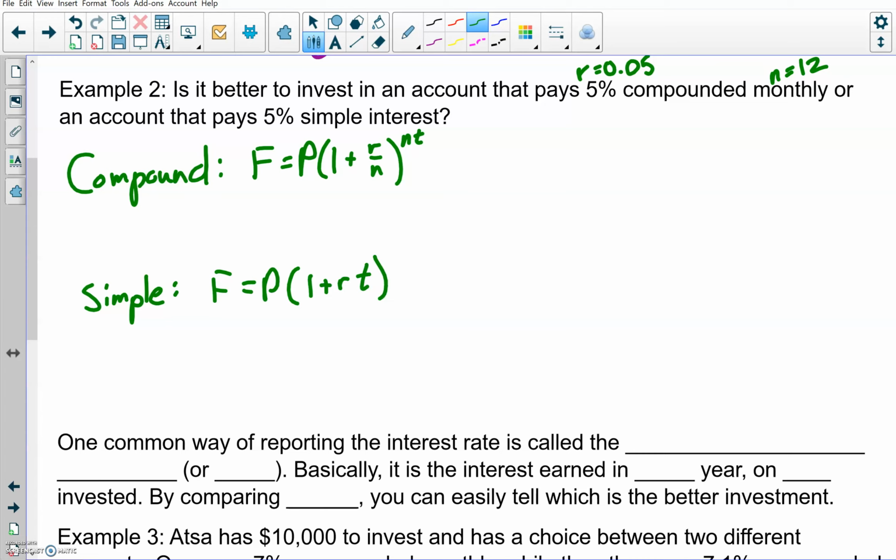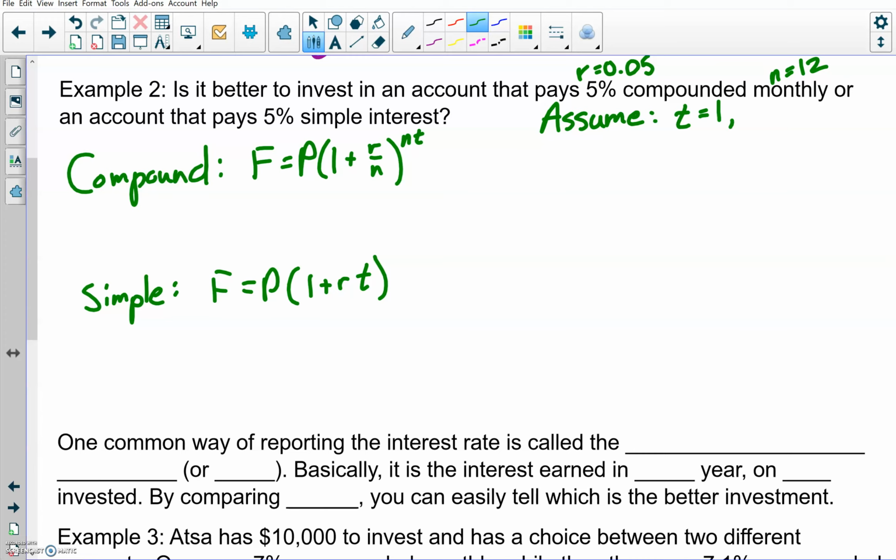So when I look at both of these, I need an N for the compound. I got that. I need an R. Both of them are going to be 5%, so both will be 0.05. But the things that are missing are the T and the P. And with these types of problems, if you're comparing things, you can really see what's happening after 1 year. So you just assume that T will equal 1. That'll be enough time to make the comparison.